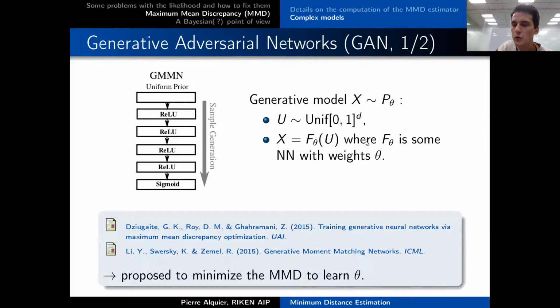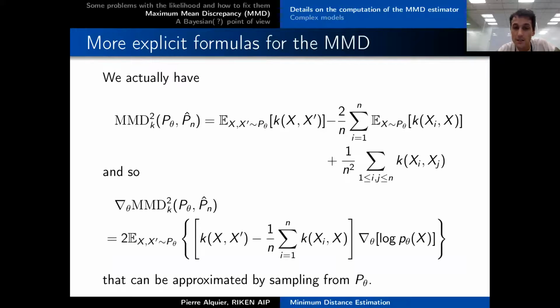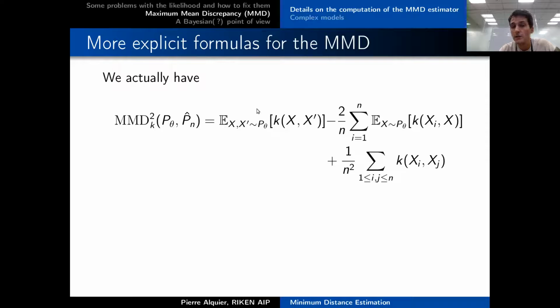And then you want to train the weights in a way that the distribution of the output will match, as much as possible, the empirical distribution of a dataset that you have. Just an example of this here. If you sample from the model, you want your p theta in the end to match p n hat.